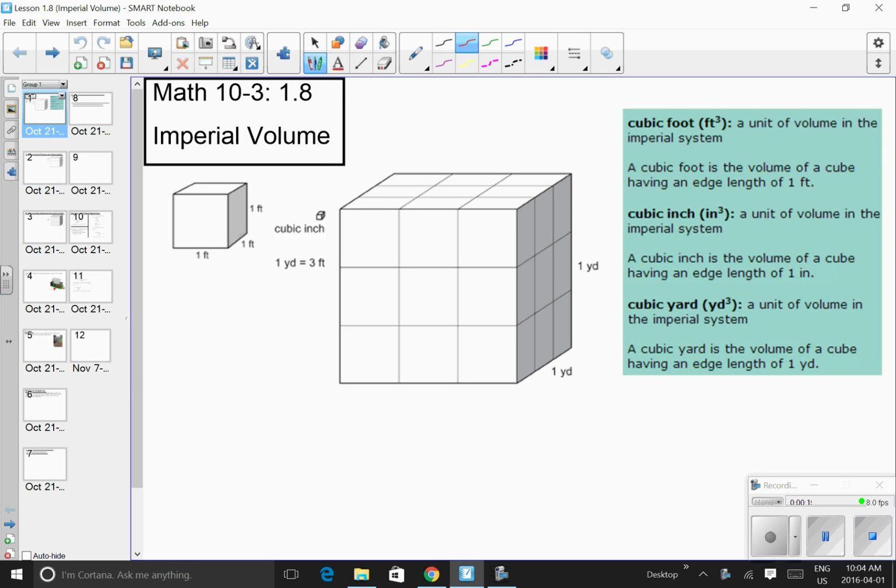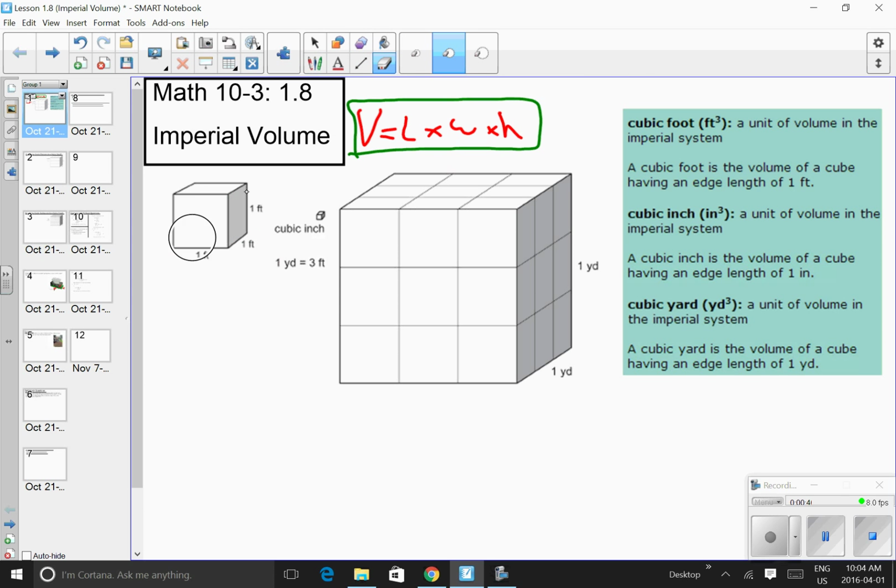So volume involves length, width, and height. And that's where our formula for volume of a cube comes in. All right. Next unit we'll talk about volume of other things.